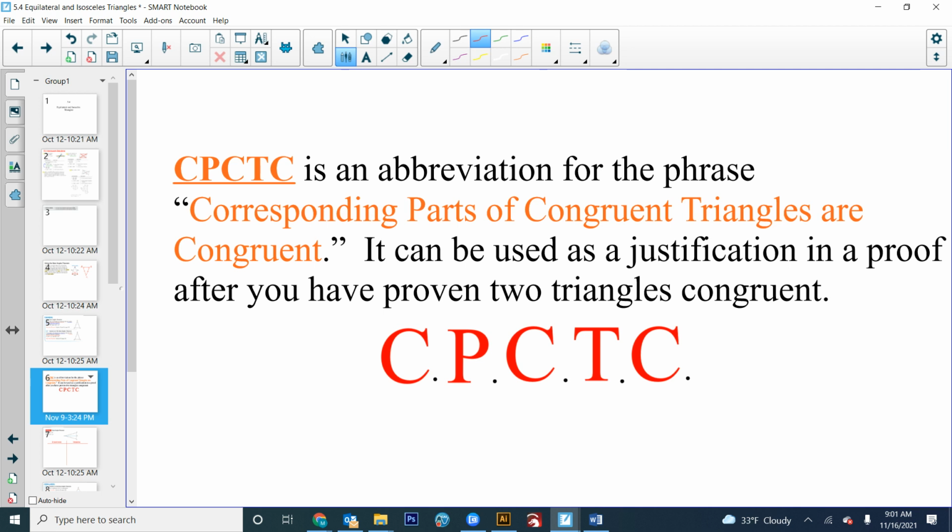All right. CPCTC. Corresponding parts of congruent triangles are congruent. CPCTC. Cool people, come to class.